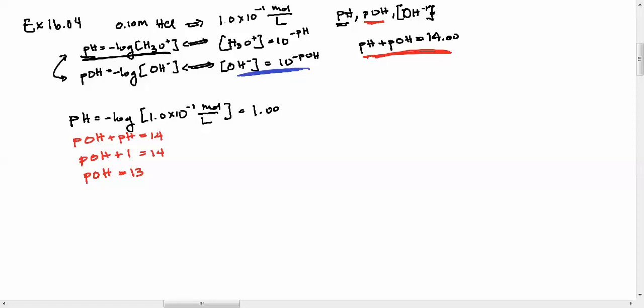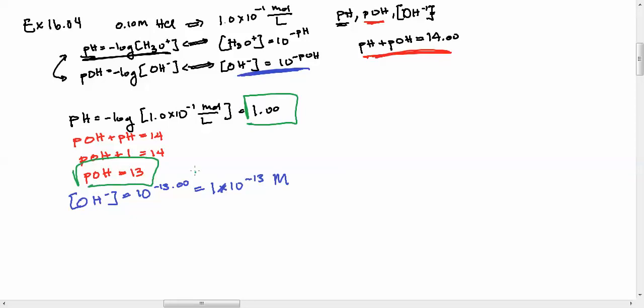All right, good. So I have the pOH. Now from that, I can use this other equation right here to say, all right, well, if my pOH is 13, then my hydroxide ion concentration is 10 to the negative 13.00. So that would simply be 1 times 10 to the negative 13 molarity. And so those are my three answers. Let's do a different color altogether. The pH is 1, the pOH is 13, and the hydroxide concentration is 1 times 10 to the negative 13.